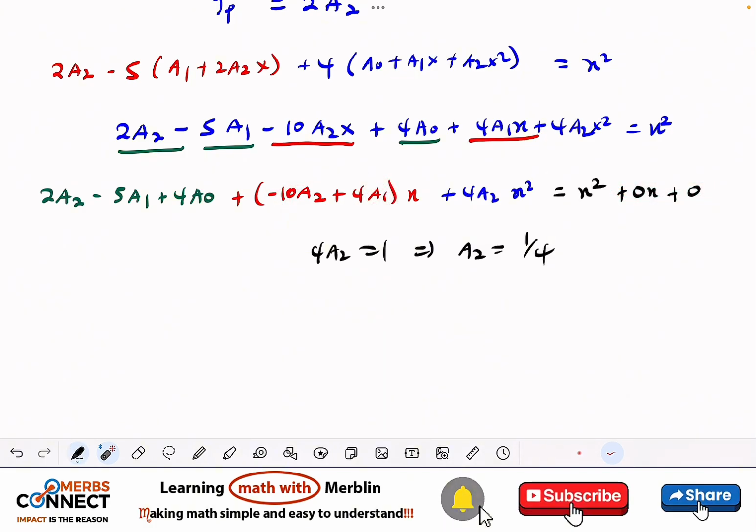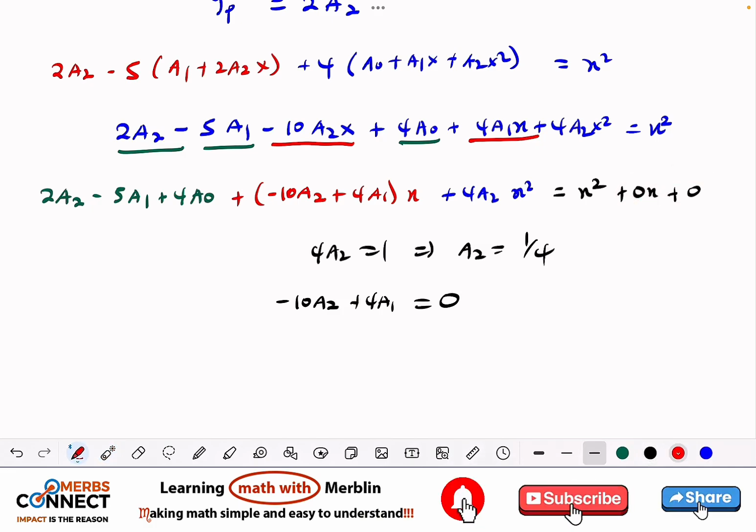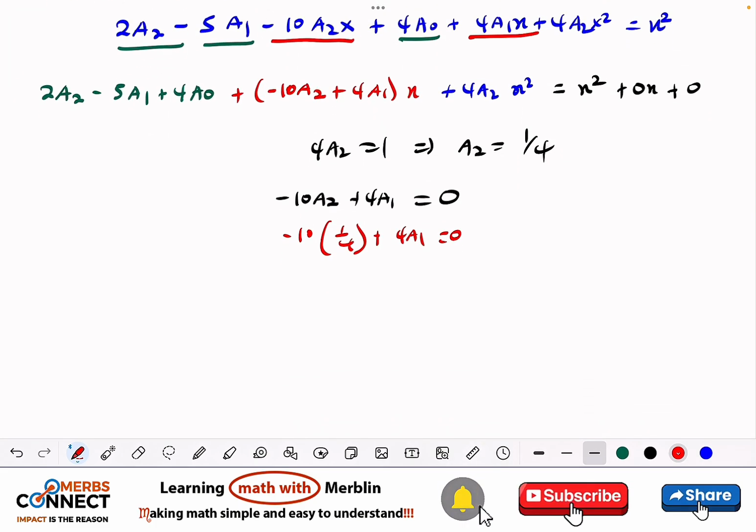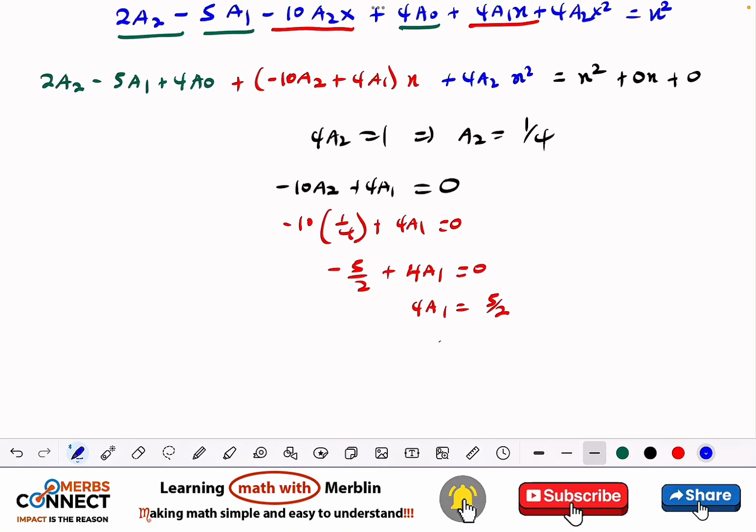So when you compare, it means that minus 10a2 plus 4a1 is equal to 0 because we don't have any term here, which is like 0x. Then I think this one will help us to find a1, because we know a2. So this is minus 10 times a2 plus 4a1, which is equal to 0. And this is minus 5 divided by 2 plus 4a1, which is equal to 0. 4a1 is equal to 5 over 2. And then when I find a1, it will be 5 divided by 8.